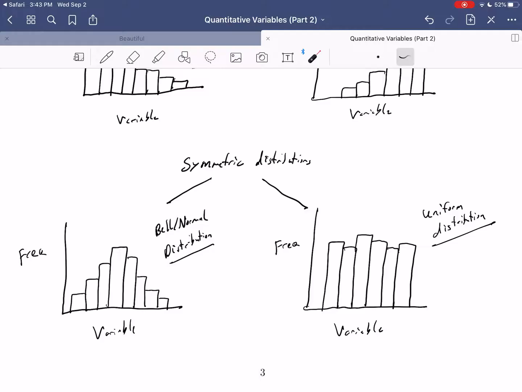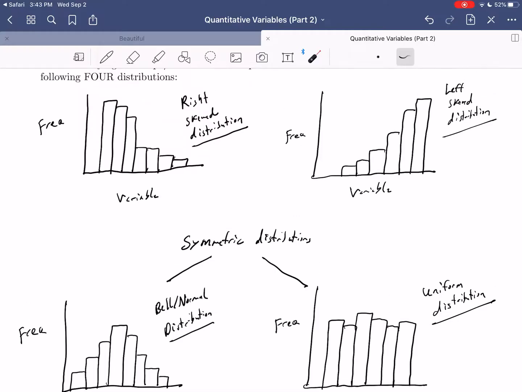So bell normal and uniform distributions are both symmetric distributions, but they are of course very different. In a bell shape, there are two tails, one going each direction, whereas with a uniform, everything is about the same height. Okay, so any time you are asked to describe the shape of a quantitative data set, it will, for our class, be one of these four shapes. So these are the four that you absolutely have to make sure you understand.